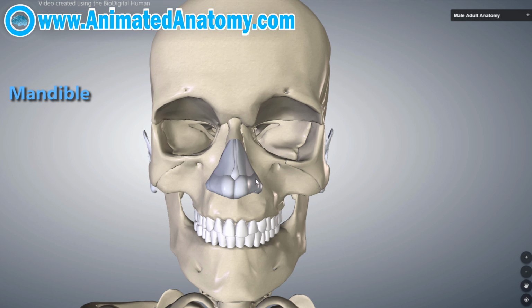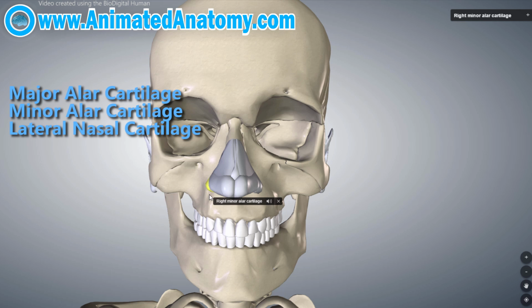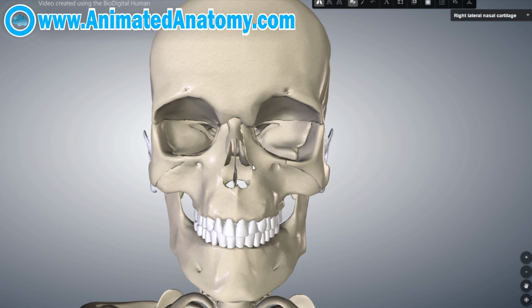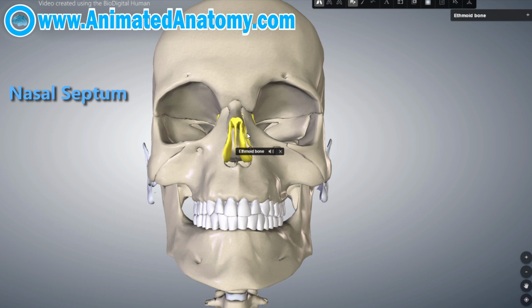This right here is not a bone. Basically, it's a major alar cartilage and the minor alar cartilage, as well as the lateral nasal cartilage. If I remove that, you can see here the nasal septum. On the sides you have the conchae that are made by the ethmoid bone, and you can watch that in my video about the nose anatomy in my software.